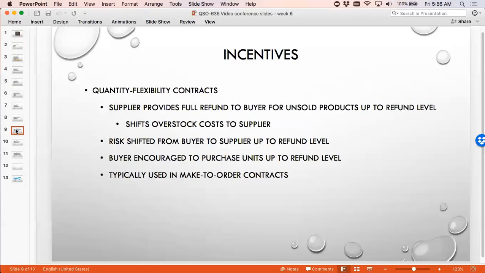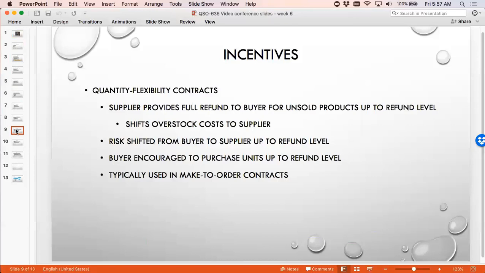Okay. Now, quantity flexibility contracts. This may not be in the textbook, but basically, the supplier provides a full refund for unsold products up to a certain refund level. So the overstock costs are shifted to the supplier. They say, look, we're going to build 1,200. You will buy 1,200, but we will provide a refund for any products up to 900 that you purchase.